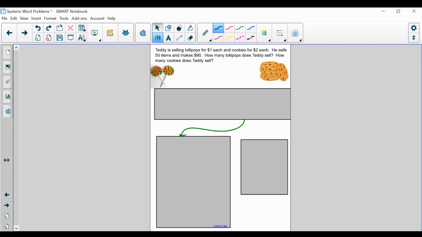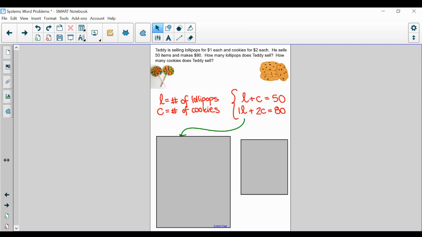All right, you're back. Under the first box is going to be my definition of variables and my system. In this situation, I decided to use L and C to represent the lollipops and the cookies. I wrote my equation as L plus C equals 50 to represent the 50 total items. And I wrote my other equation as L plus 2C equals 80 to represent the $80 that Teddy made.